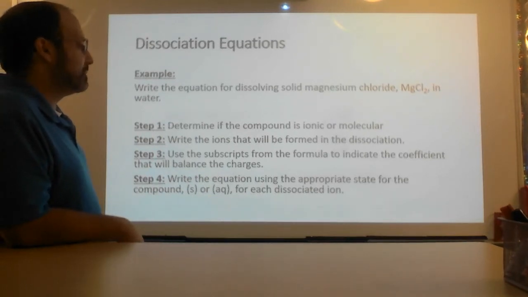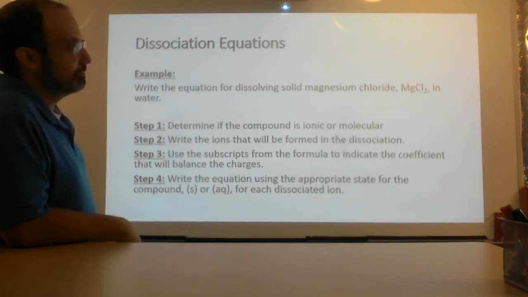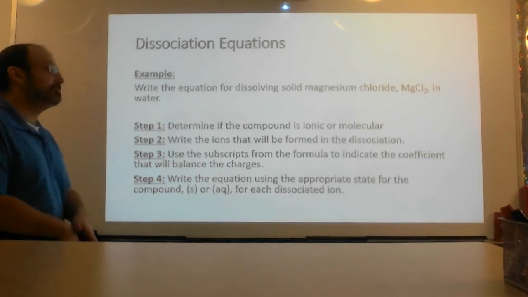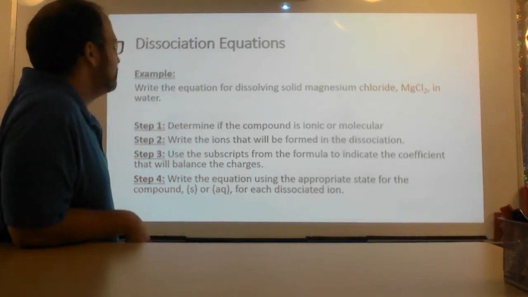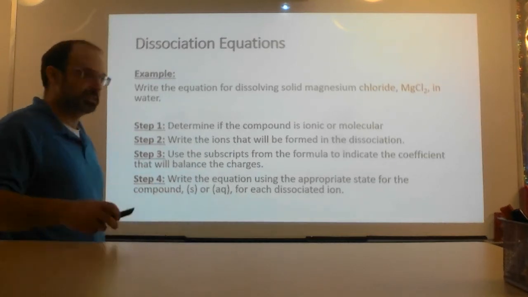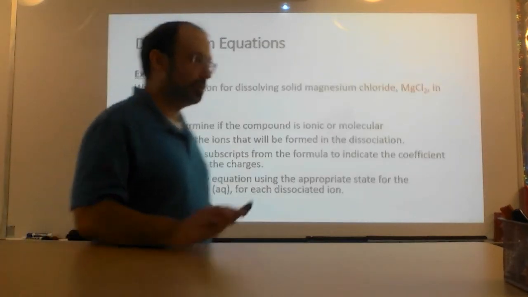Second, write out the ions that will be formed by the dissociation. So Mg is 2+, Cl is 1-. Use the subscripts from the formula to indicate the coefficients that will balance the charge. Write the equation using the appropriate states of matter. Do I have an answer? No, I don't. Let's do an answer right now.